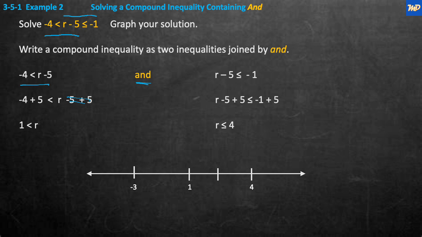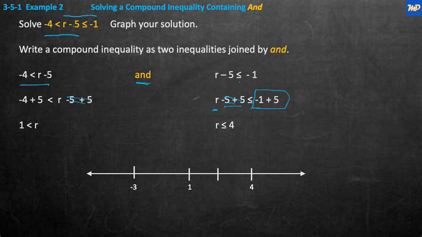And on the right-hand side, we have r minus 5 is less than or equal to negative 1. Again, we're going to add 5 to both sides. We get r minus 5 plus 5 is less than or equal to negative 1 plus 5. We combine our terms, and r is less than or equal to 4, because 5 minus 1 is 4. So now we have our two numbers.